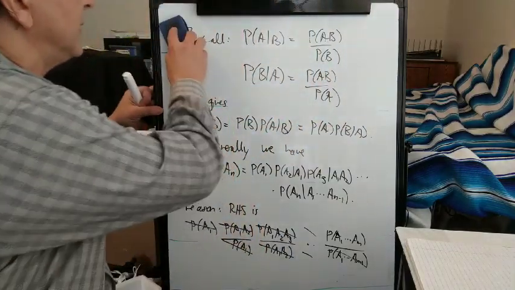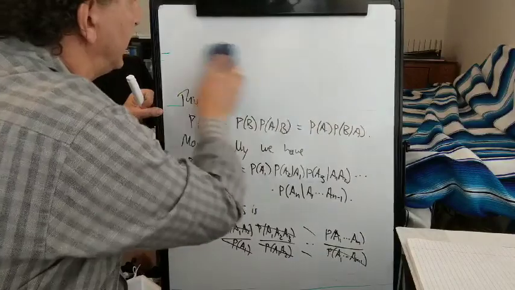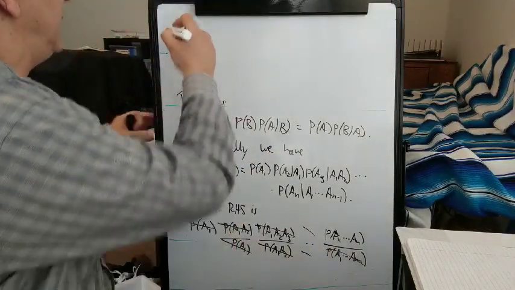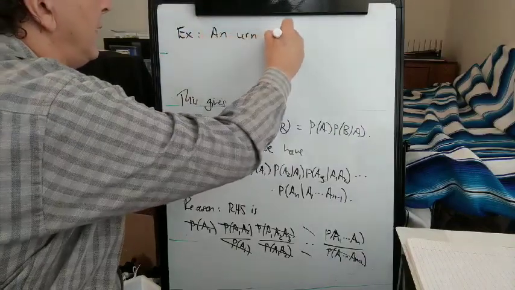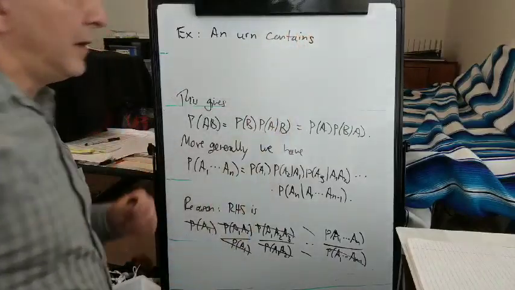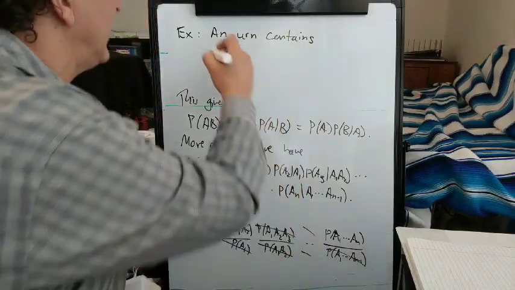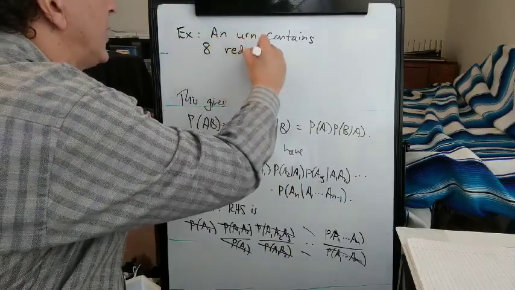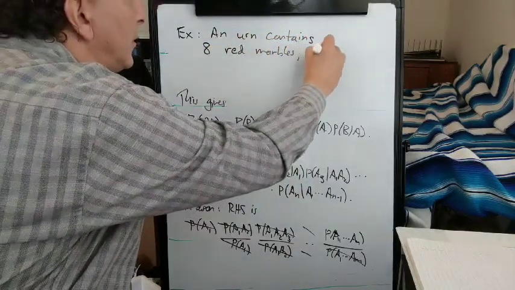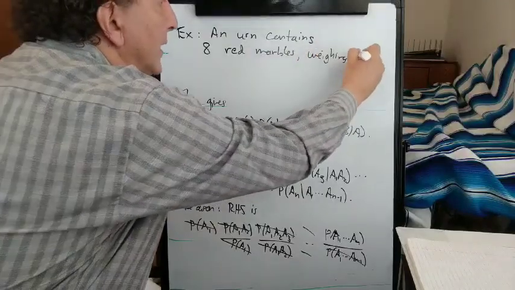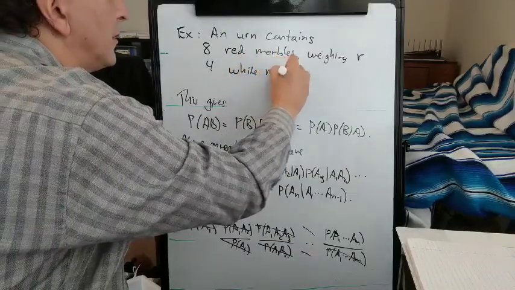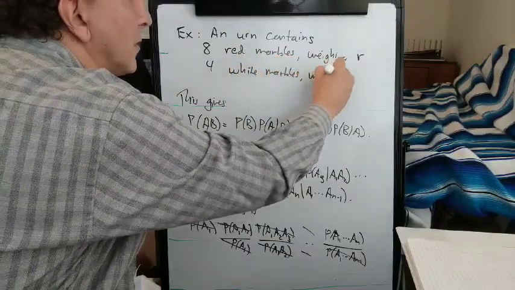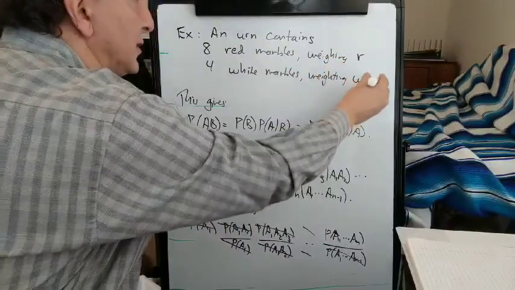So let's do one example using the multiplication rule. Alright, so let's say we have an urn that contains 8 red marbles weighing R each, and 4 white marbles weighing W each.